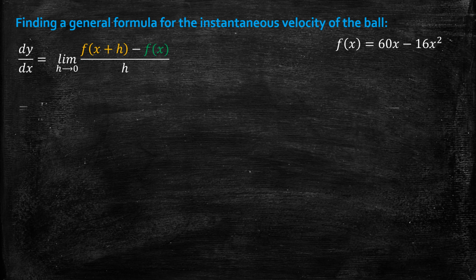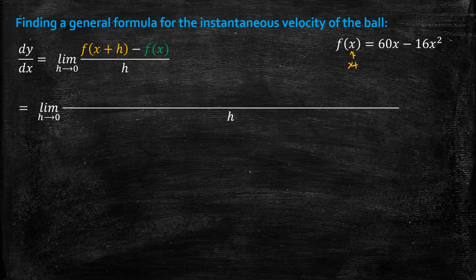So our first step, I'm going to use some color coding here to help us. Our first step is to find f of x plus h, which means replacing x with x plus h anywhere you see an x in this formula. So 60, replace x with x plus h, and x squared. And I'm going to put brackets around here to keep us organized. And then we're going to subtract from that the function f of x. Again, if I put that without brackets, that wouldn't be accurate, so I'm going to put the brackets there to help us.